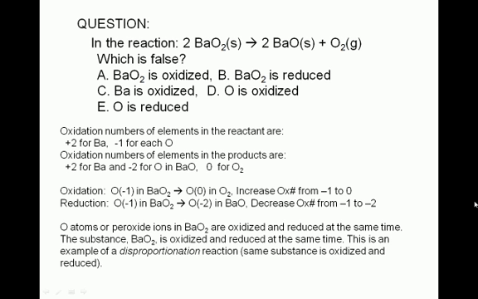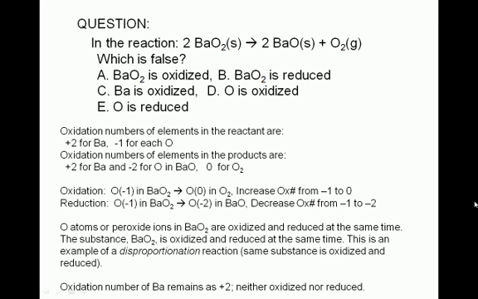Anyway, we have one remaining choice that must be false. Choice C must be the correct answer. It must be the false statement. Indeed it is. The oxidation number of barium is +2 before and after the reaction. Barium is not oxidized. In fact, it is neither oxidized nor reduced.